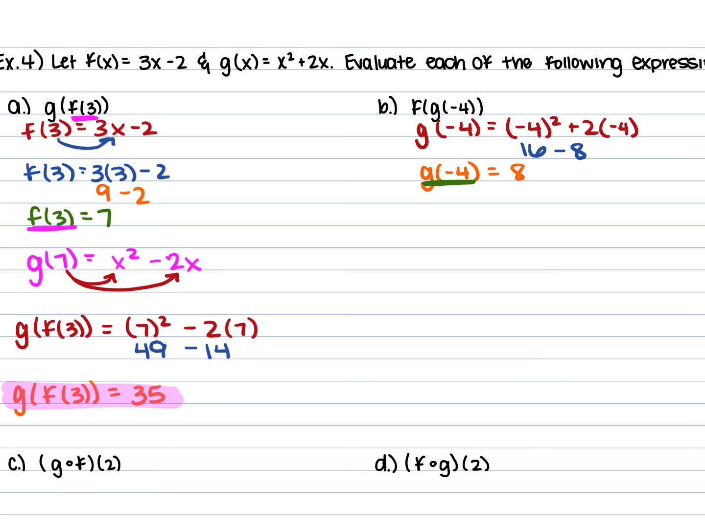From here, we're going to plug that in for x in f of x and find f of 8. So this is going to be 3 times 8 minus 2. The 3 times 8 gives us 24, and 24 minus 2 gives us f of g of negative 4 is equal to 22.